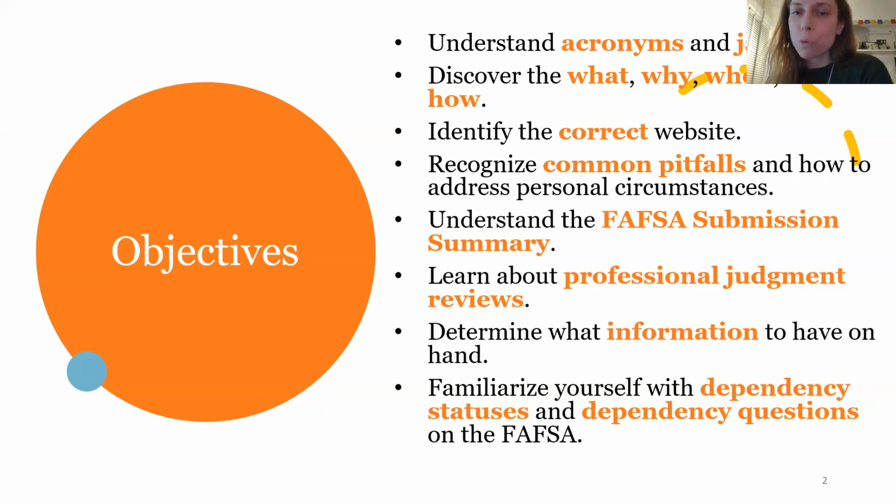We'll go through the form itself and just look at some potential pitfalls and how to address personal circumstances. We're then going to talk about the FAFSA submission summary and understand what that is, why it's important, and what to look for on it. We'll talk briefly about two different forms of professional judgment reviews, and then we will also touch on what information to have on hand when you sit down to fill out the FAFSA, as well as just taking a quick look at dependency statuses and dependency questions on the FAFSA.